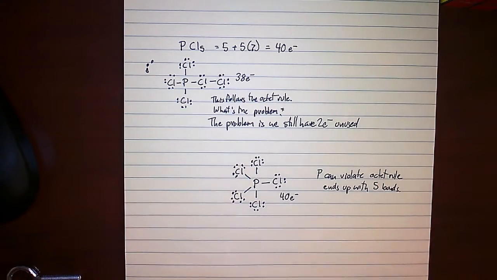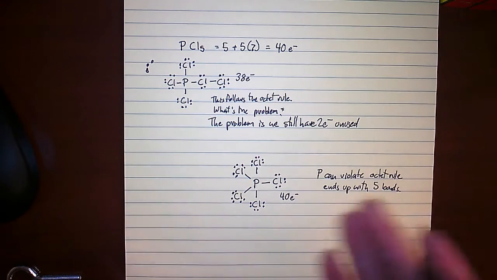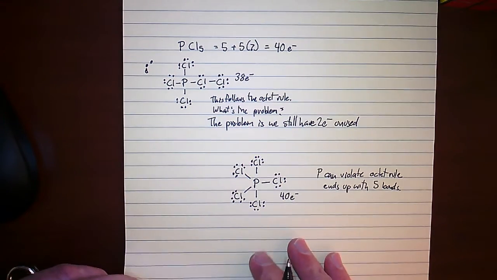Right? Notice that we don't go beyond the five bonds. Just because something below carbon can have up to 12 electrons doesn't mean it does. In this case, it only has five bonds. Okay, so this is one of the ways of violating the octet rule.